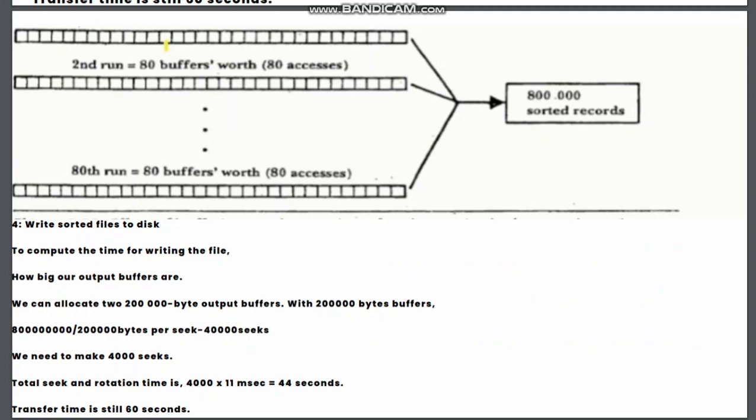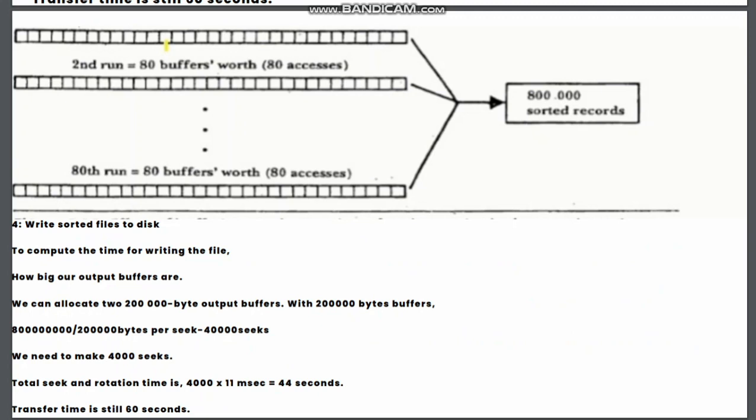To compute the time for writing the file, we need to know how big our output buffers are. We can allocate two 200,000 byte output buffers. With 200,000 byte buffers, we need 80 million divided by 200,000 bytes per seek, so we need to make 400 seeks. Total seek computation time is 400 times 11 milliseconds, which gives an answer of 4.4 seconds. Hence the transfer time is still 60 seconds.